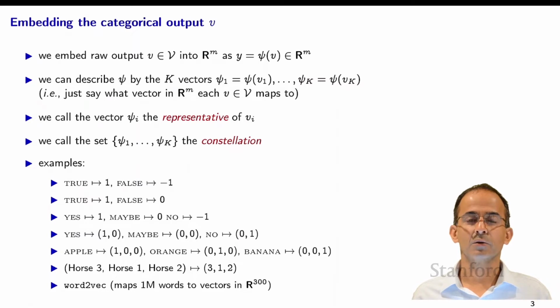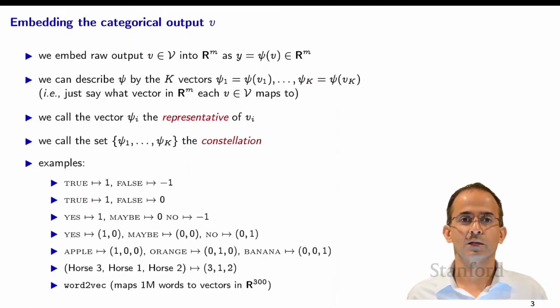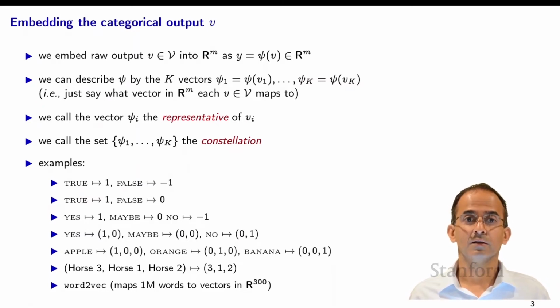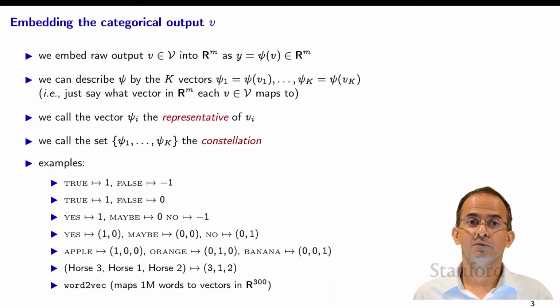The first is, how do you embed categorical variables V? So we have script V. It's a finite set of possible values of classes that our target variable V can take. And we want to take the target variable V and embed it into a vector Y in Rm. We're going to let Y be psi of V. And of course, psi of V only takes k values as well, because V only takes k values.